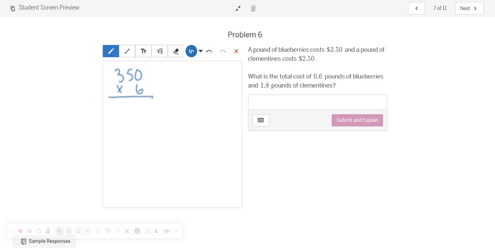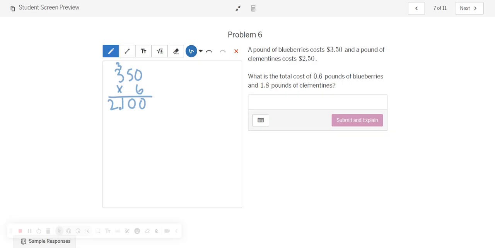I looked up 5 times 6. I'll do it slowly. 6 times 0 is 0. 6 times 5 is 30. And that 0 is very important. And then 1821. There are 3 decimal places in the question. There have to be 3 in the answer.